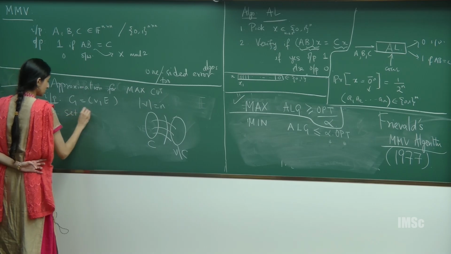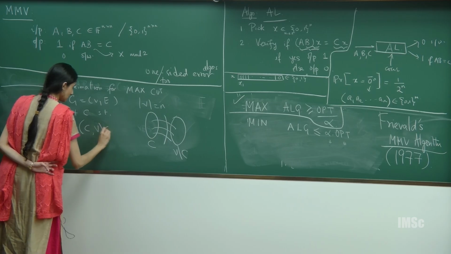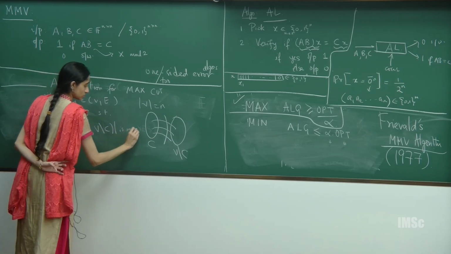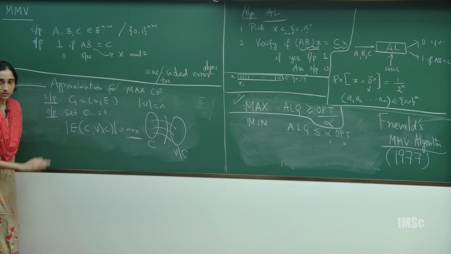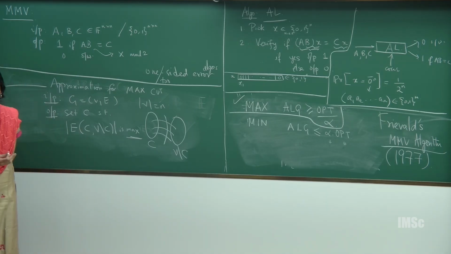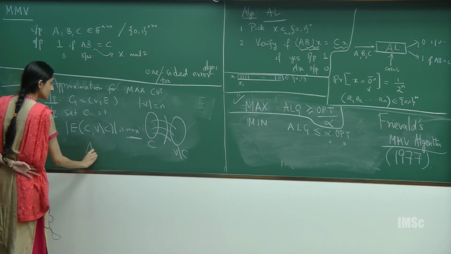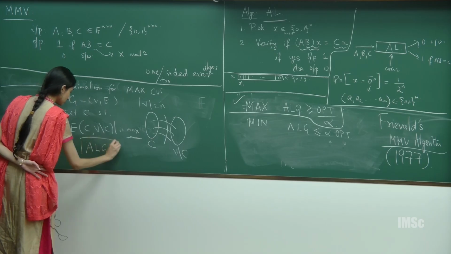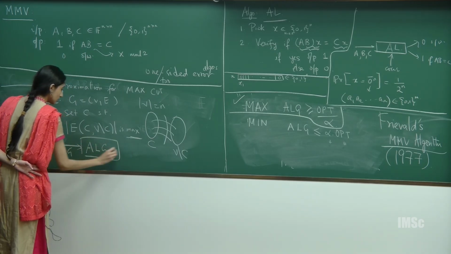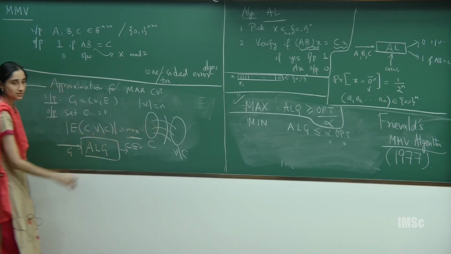A set C such that the number of edges between C and V minus C is maximized. That is some notation: edges between C and V minus C. Is that okay? I'm doing things a bit quickly, but now I want to design an algorithm for this problem. The input is a graph, the output is a set C of vertices such that this property holds.